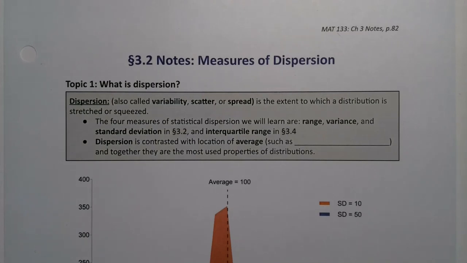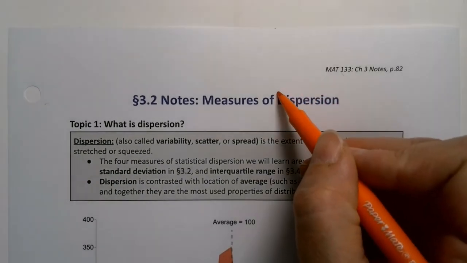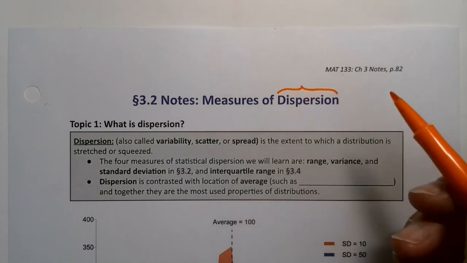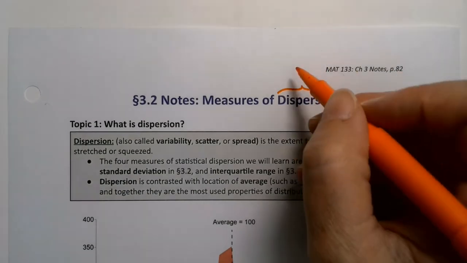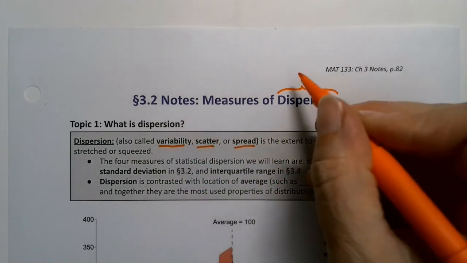In section 3.2, we want to cover measures of dispersion. Now, what is dispersion, first of all, and why do we have to cover it? Well, if everything was exactly the same, life would be very boring for us in statistics. Matter of fact, there would be no need for statistics. So dispersion is another way of saying variability, scatter, or spread.